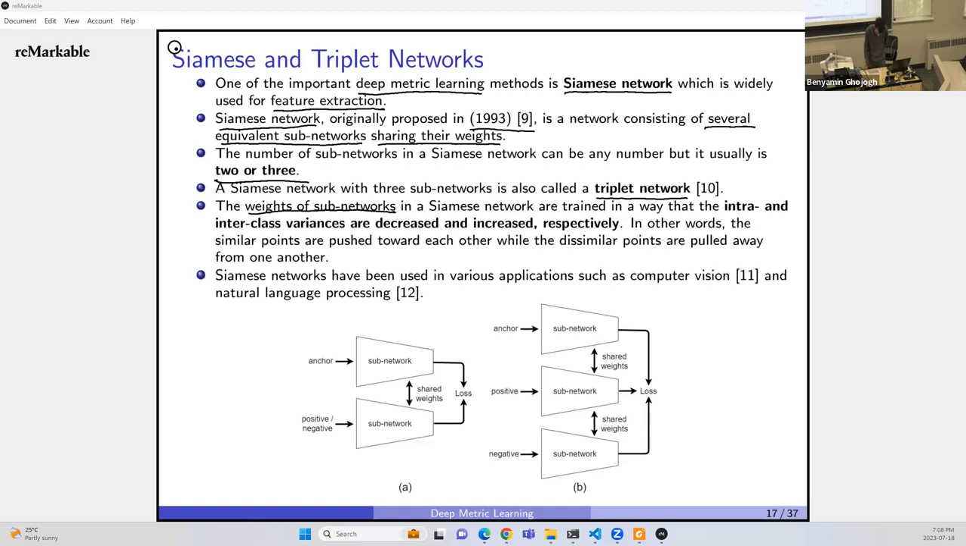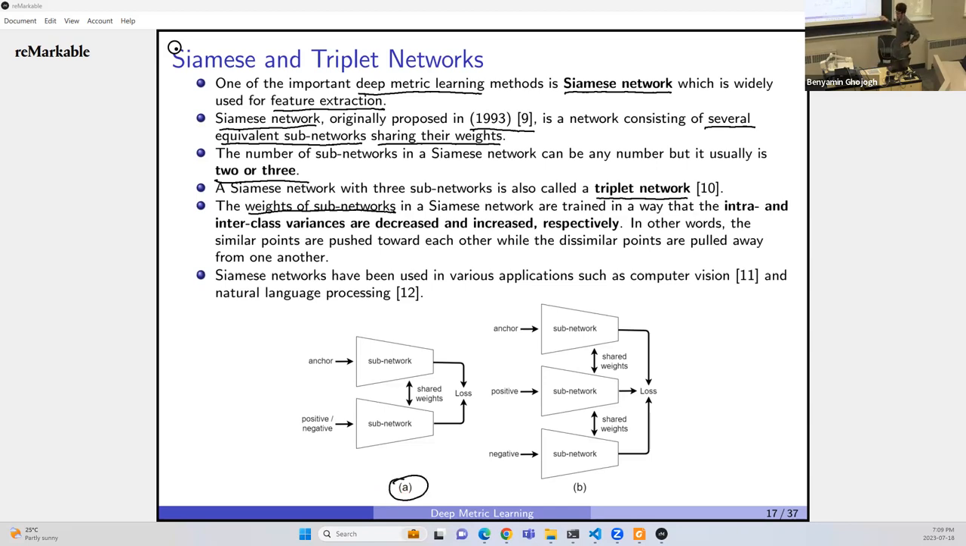The weights of these subnetworks are trained in a way that the inter-class variances are increased and the intra-class variances are decreased. This is exactly what you had in supervised dimensional reduction, where we have the class labels. We usually try to increase the variances between classes, the interclass variances, and decrease the variances within classes, the intra-class variances, right? This was the idea of Fisher discriminant analysis. And in deep metric learning, we are also following the same idea. So the loss functions for Siamese network should do something like this: increase the interclass variances and decrease the intraclass variances.